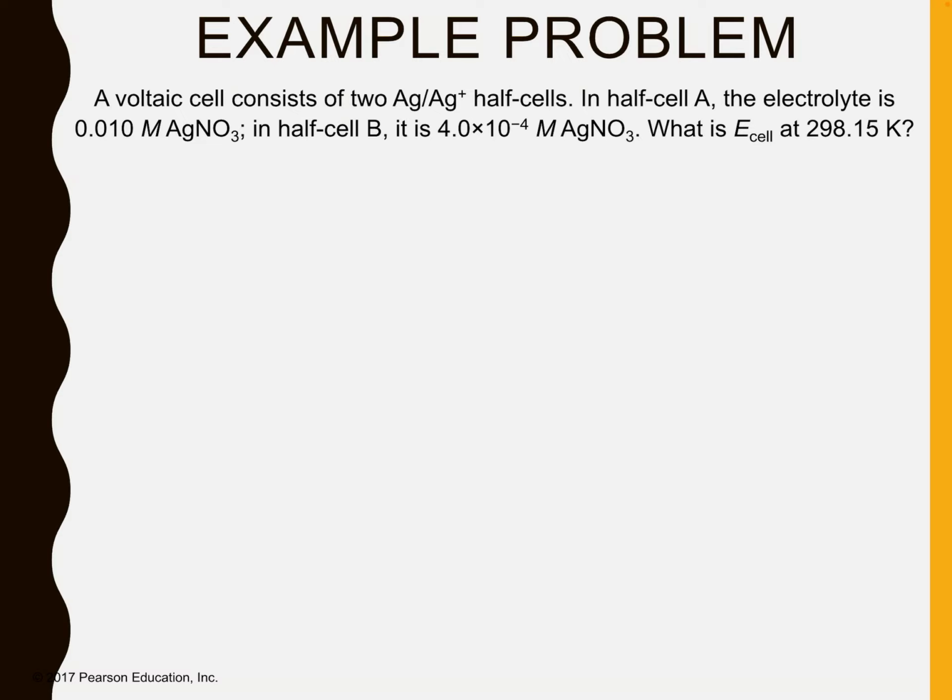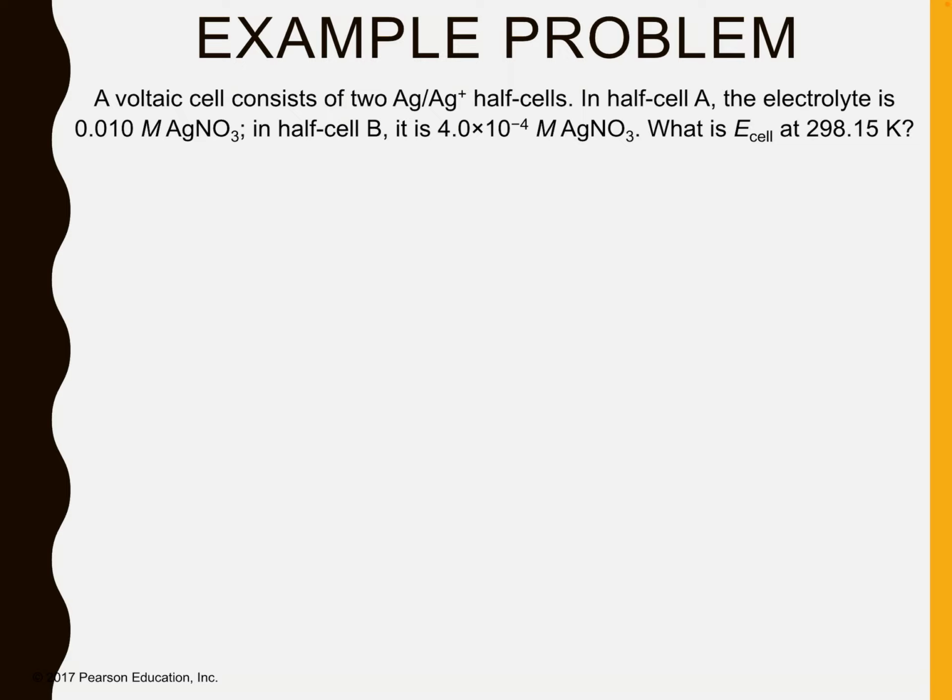All right, let's go ahead and try and calculate this. So we have a voltaic cell, which means it's spontaneous, right? It consists of 2 silver plus half cells. So that means on both sides, we have a silver bar, and on both sides, we're going to have a silver plus solution. In half cell A, the electrolyte is 0.01 molar silver nitrate. And then in half cell B, it's 4 times 10 to the minus 4th molar silver nitrate. And I want to know, what is E of the cell at 298.15 Kelvin, right?